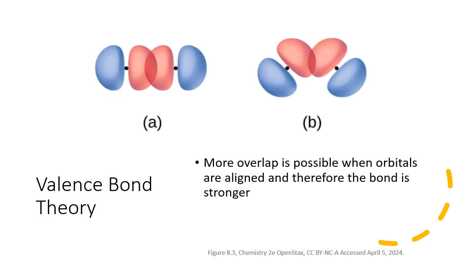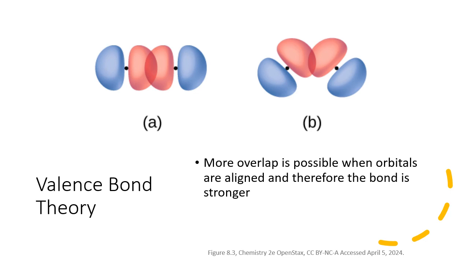So other concepts here. More overlap is possible when the orbitals are aligned along the same axis. So therefore, the bond is stronger. In this image, we see 2p orbitals. In picture A, they are aligned with each other and they overlap a decent amount. In picture B, they're overlapping at an angle, and so they don't overlap as much.